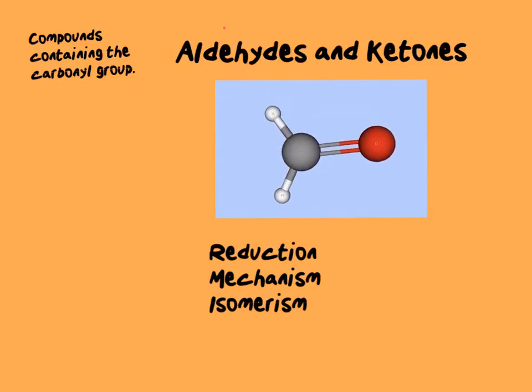This term we're going to be looking at compounds containing the carbonyl group. That's the C double bond O group here. We're going to be focusing in on reduction, the mechanism with which they react, and also looking at how we can arrive at a form of isomerism called stereoisomerism.